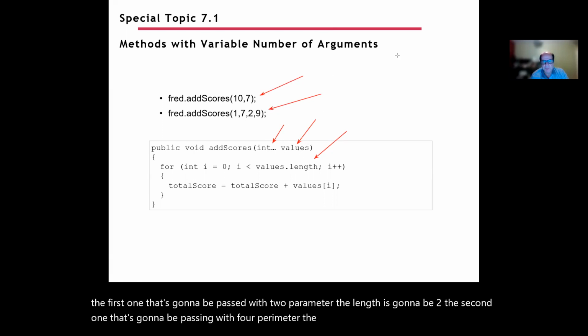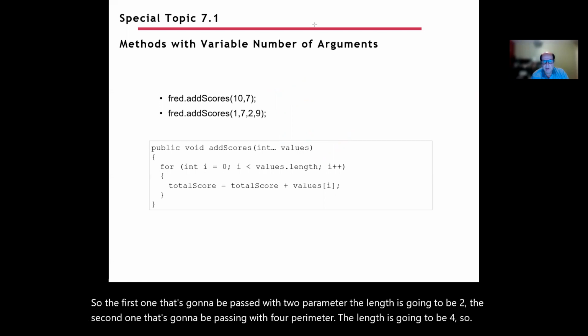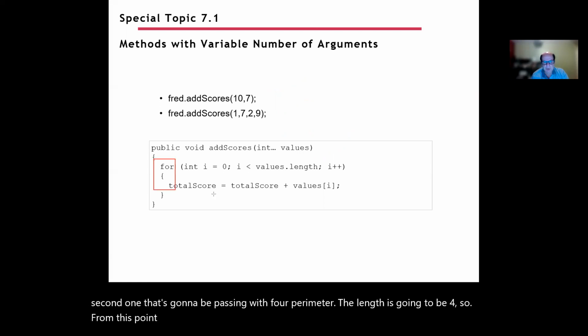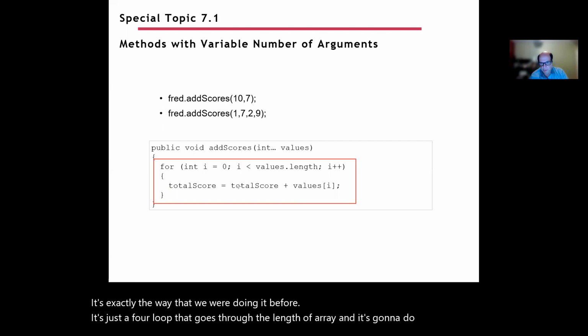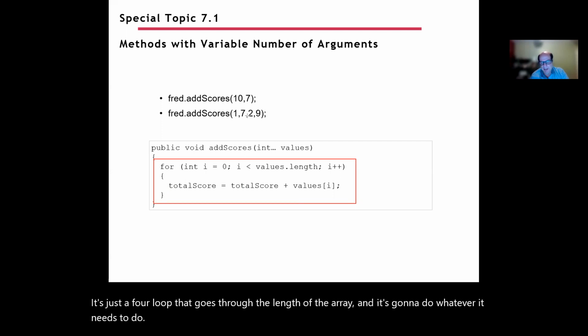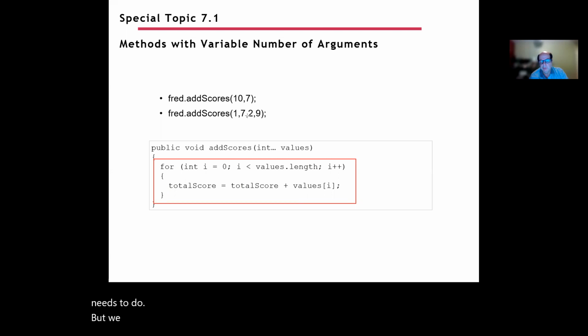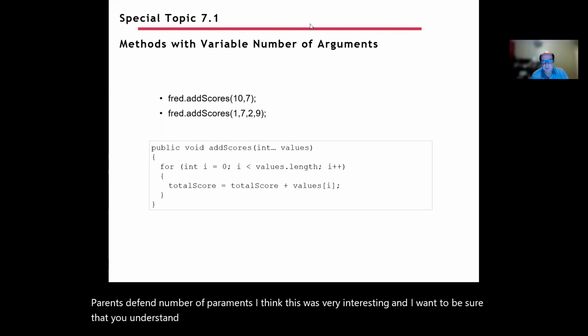So from this point on, it's exactly the way that we were doing it before. Just a for loop that goes through the length of the array and does whatever it needs to do. But we can pass different numbers of parameters. I think this was very interesting and I want to be sure that you understand it, and hopefully you're going to be using it as much as possible.